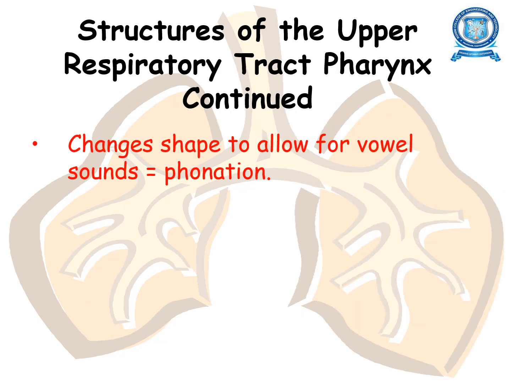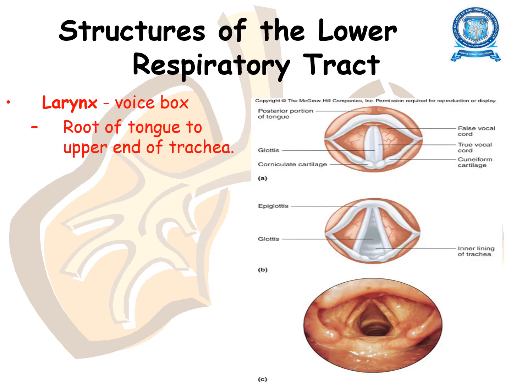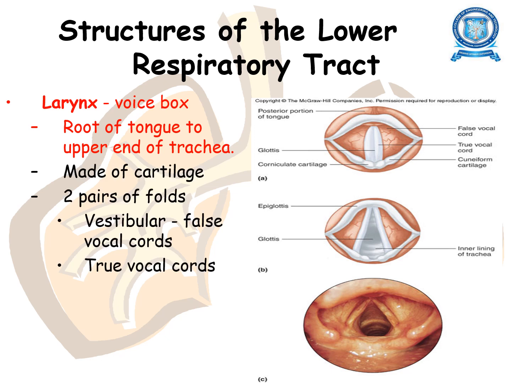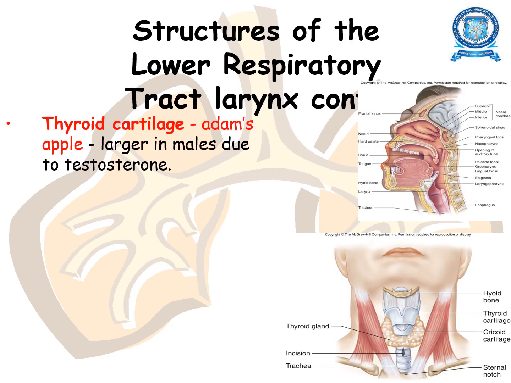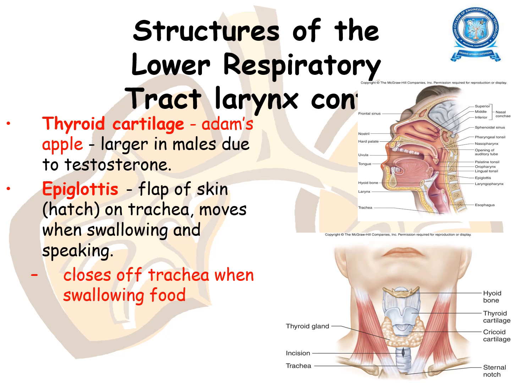And next is the pharynx, which changes shape to allow for vowel sounds, that is phonation. And larynx, the voice box, from the root of the tongue to the upper end of the trachea. You can see here in the diagram clearly, made of cartilage and two pairs of folds: vestibular, the false vocal cords, and true vocal cords. Next is the thyroid cartilage, the Adam's apple, larger in males due to testosterone. Epiglottis, a flap of skin on the trachea that moves when swallowing and speaking. It closes the trachea when swallowing food.